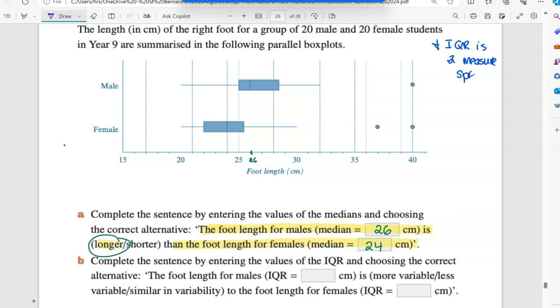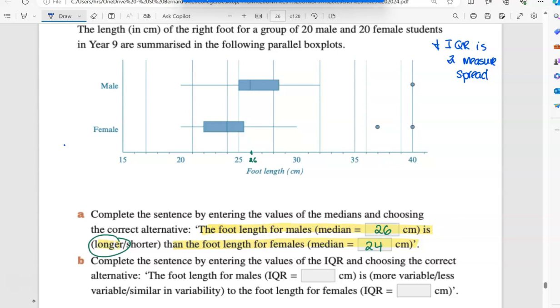Because the more spread out data is, it means we've got data across a big range. And if it's not as variable, it means most of our data is sitting around one area. So it's important to say whether data is more variable than another. So we're going to compare.